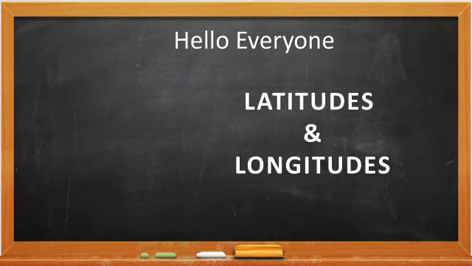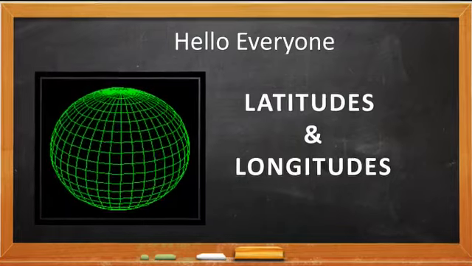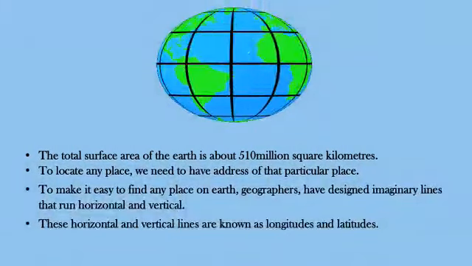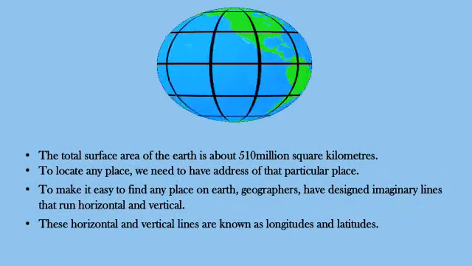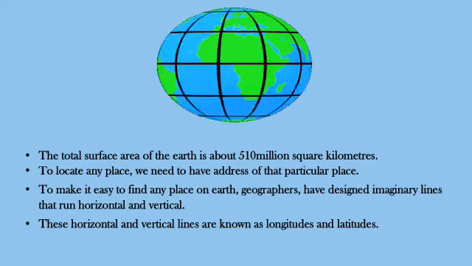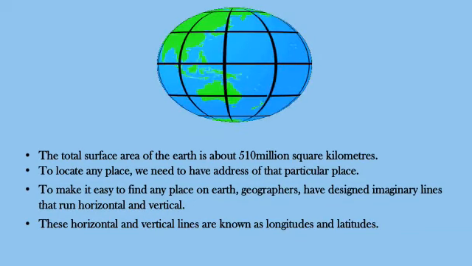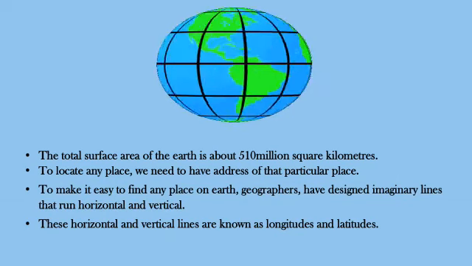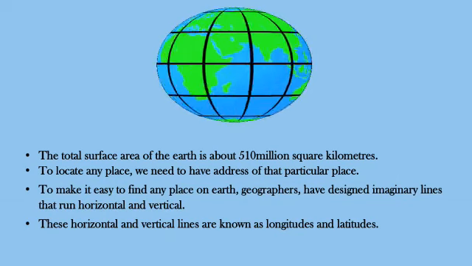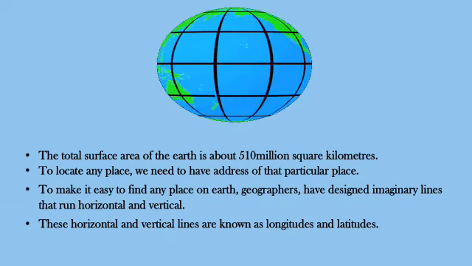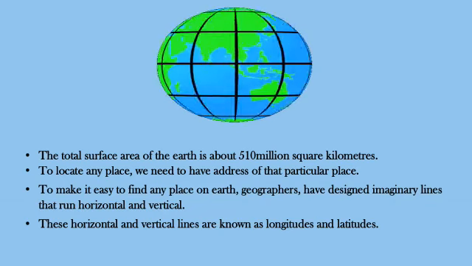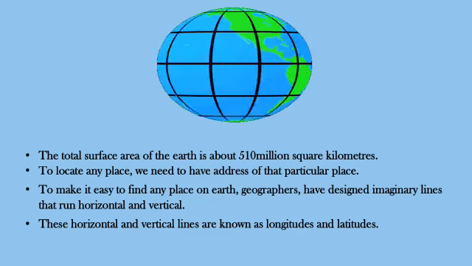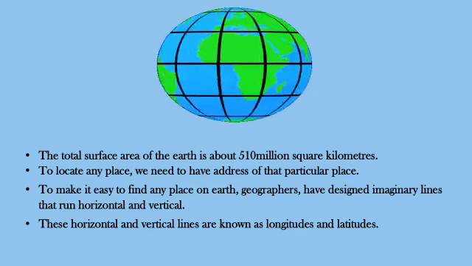In this video, we will learn about latitudes and longitudes. Just as our houses have addresses that make it easy for us to locate them, the Earth is a very big planet. The total surface area of the Earth is 510 million square kilometers. To locate any place on such a big planet, we need to have an address of that particular place.